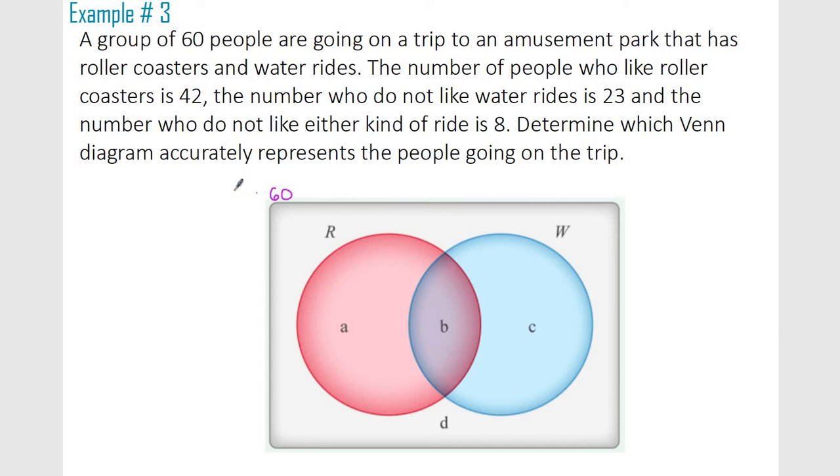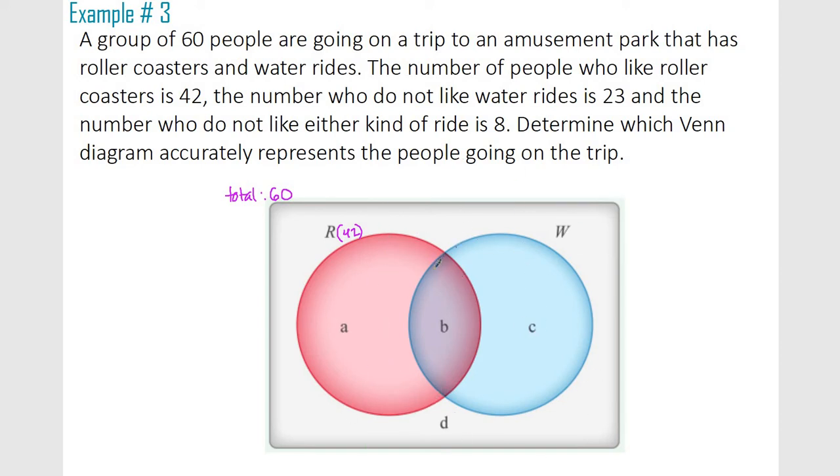I like to put the total up here. It just helps me keep track. All right, now the number of people who like roller coasters is 42. So we know this circle has to be 42. Now the number who do not like water rides is 23. So the people outside of water rides is 23.